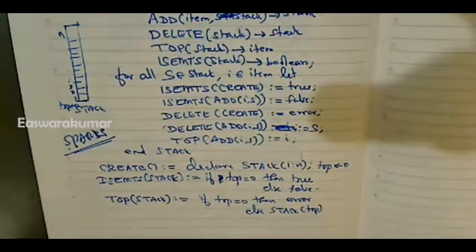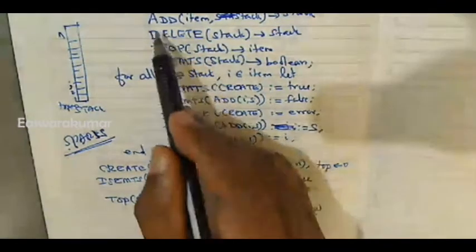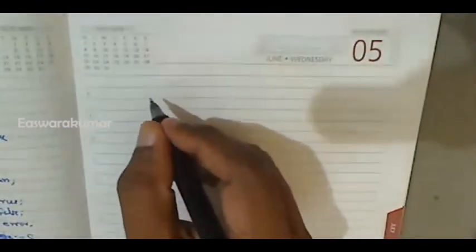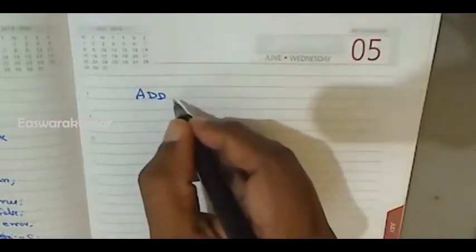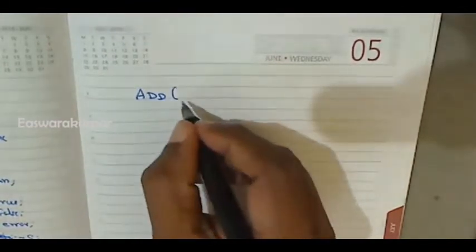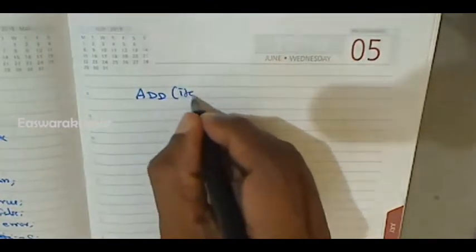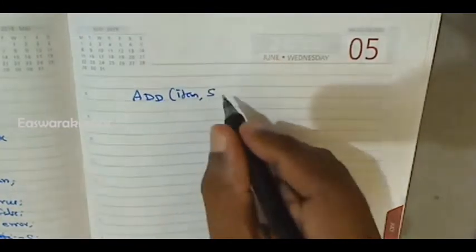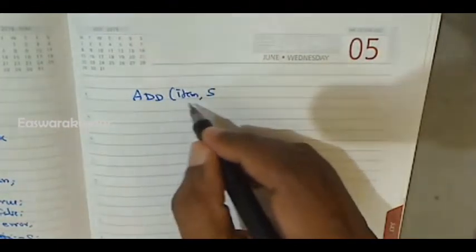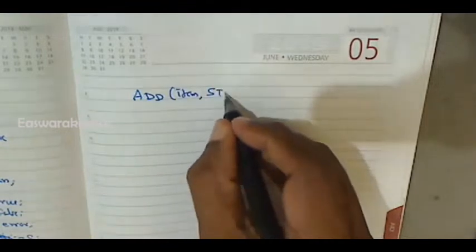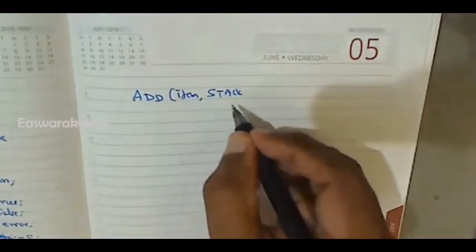Okay. Then two more functions are available. One is called the add function, the other one is called the delete function. Now we can see the algorithm for the add function. So we can say add. Actually, add has two parameters. One is called item, and the other one is called stack. Anyway, we have item, we are not sure about it here, so it can change. Therefore, once again, we are putting item, but the stack name we have already defined. So we say item, stack.